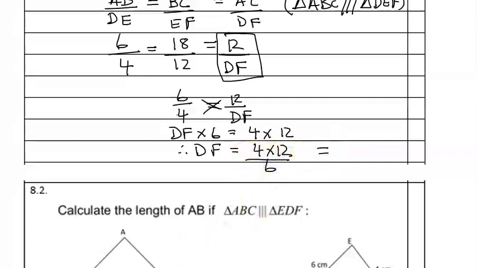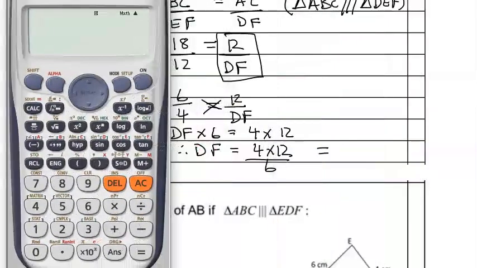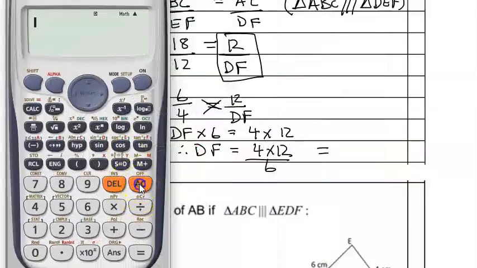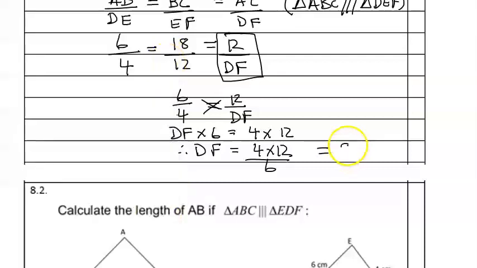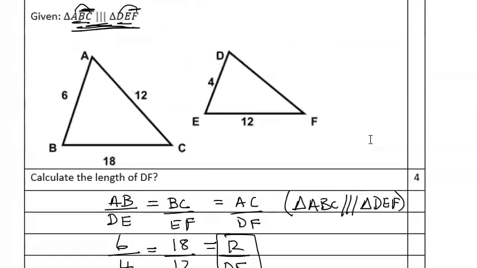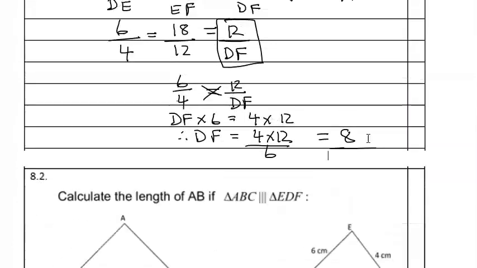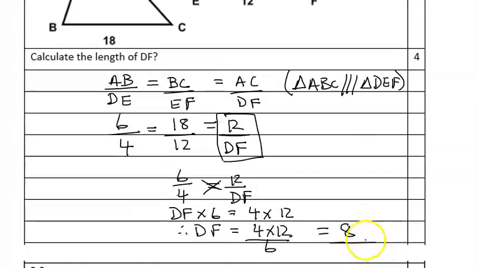Let's put that in our calculator. 4 times 12 divided by 6 equals, the answer is 8. So let's look at that once more. There are no units given, so therefore we'll just write 8 units.